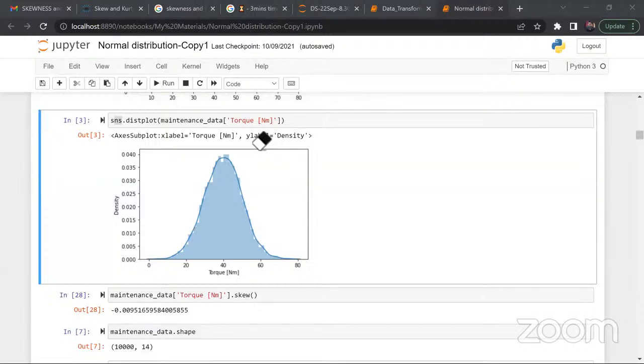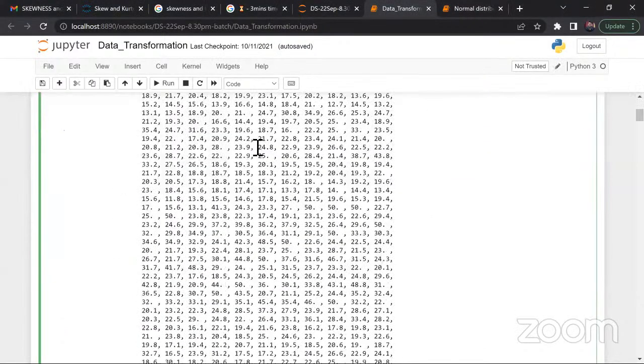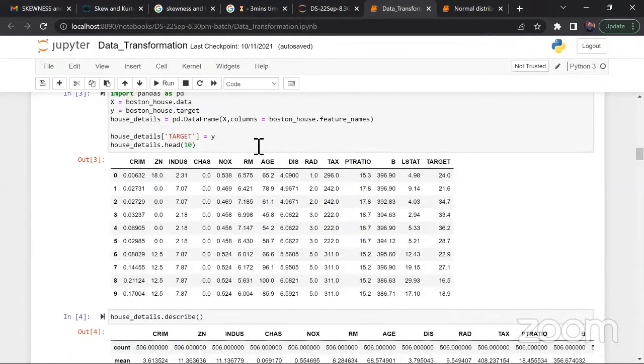Skewness, kurtosis. Perfect. Now let me show you some other data set. See this? Here, this is another data. Again, I'm not getting into it. Just see this. This is a machine learning problem statement. Just imagine the client had given you this data set: CRIM, ZN, INDUS, and everything.